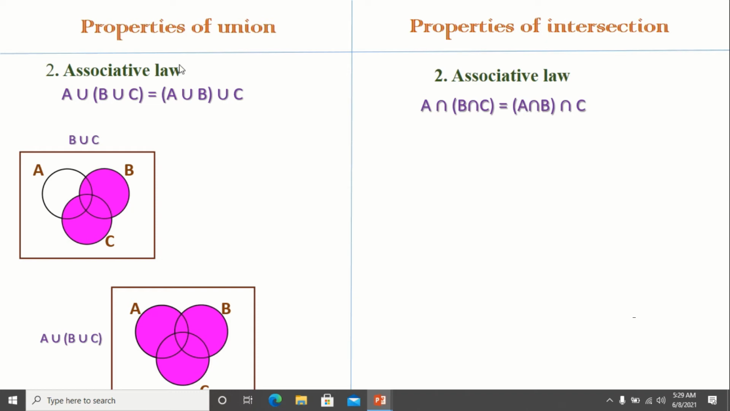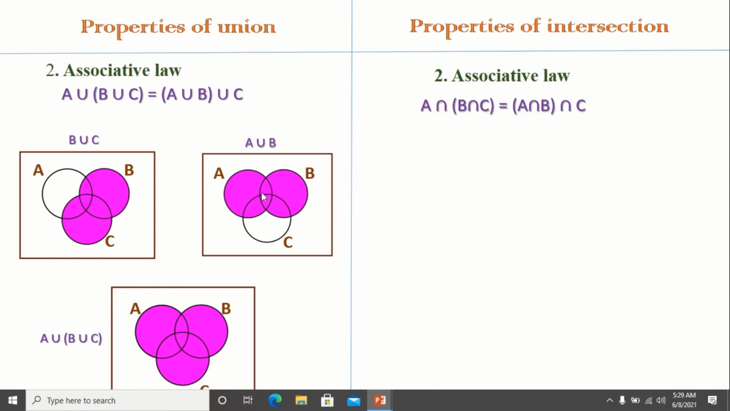Now let's see the Venn diagram for the set given on the right hand side. First we have to draw the Venn diagram for the set which is inside the bracket. This pink shaded region represents A union B. Now we have to find (A union B) union C, that is, we have to include the region of C to the region A union B, which is given in this Venn diagram. For both the left hand side and the right hand side, we get the same Venn diagram. So the associative property holds for the union operator.